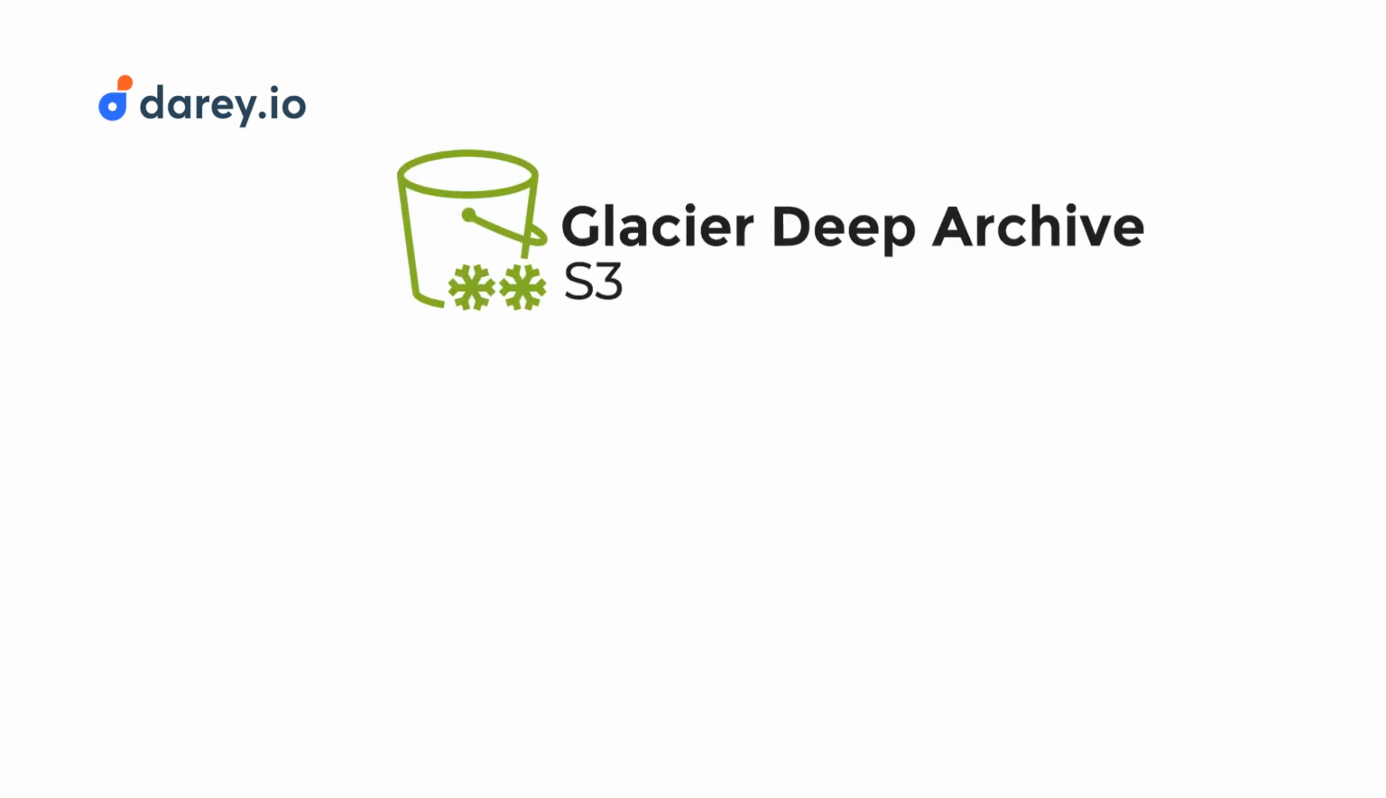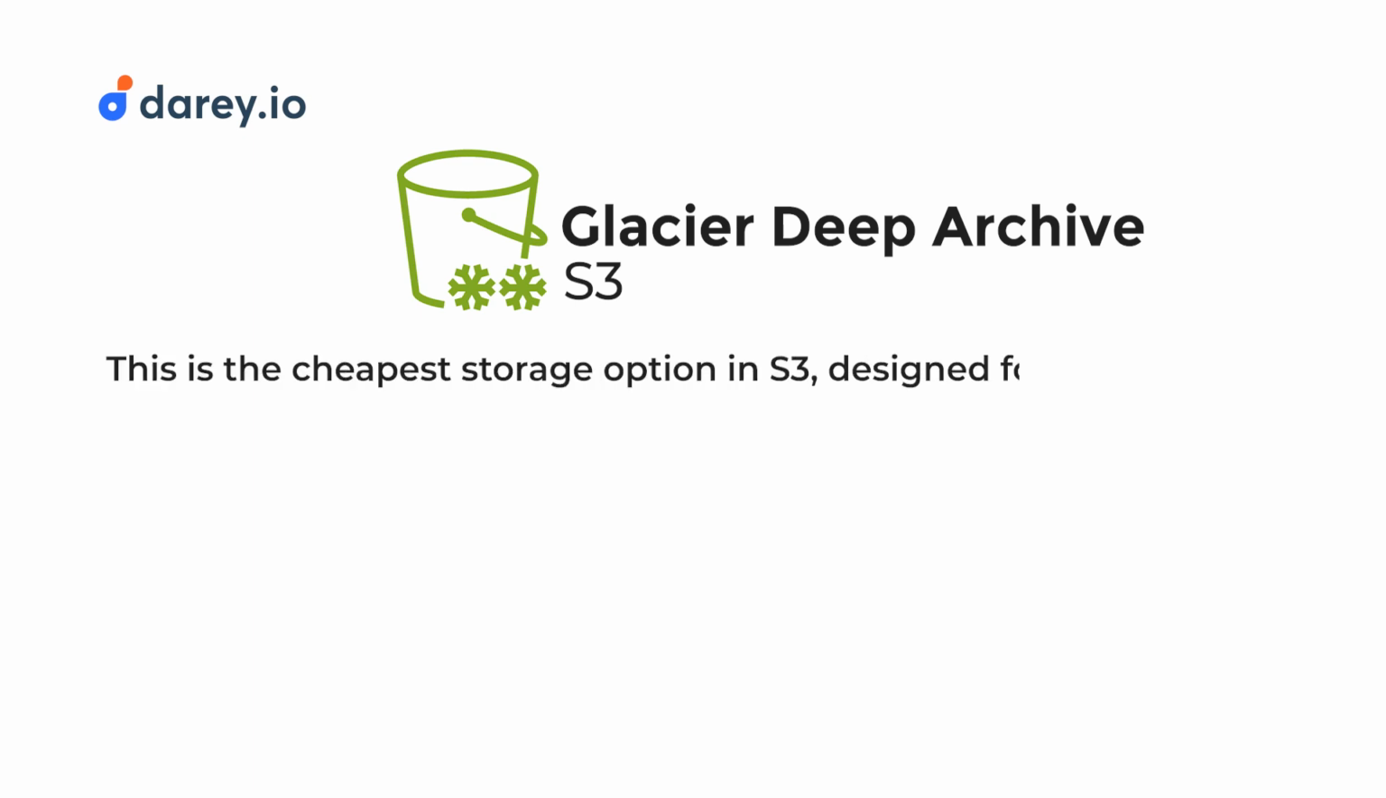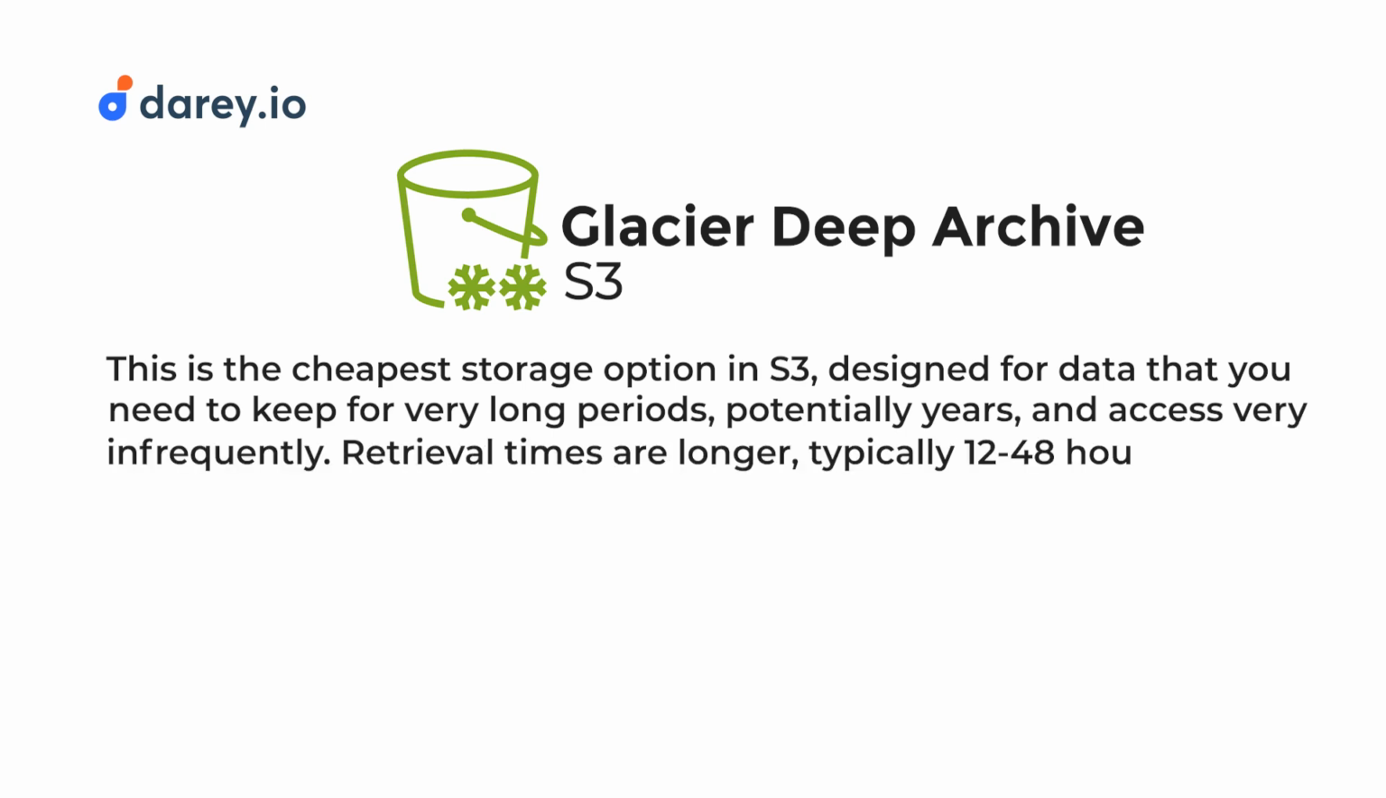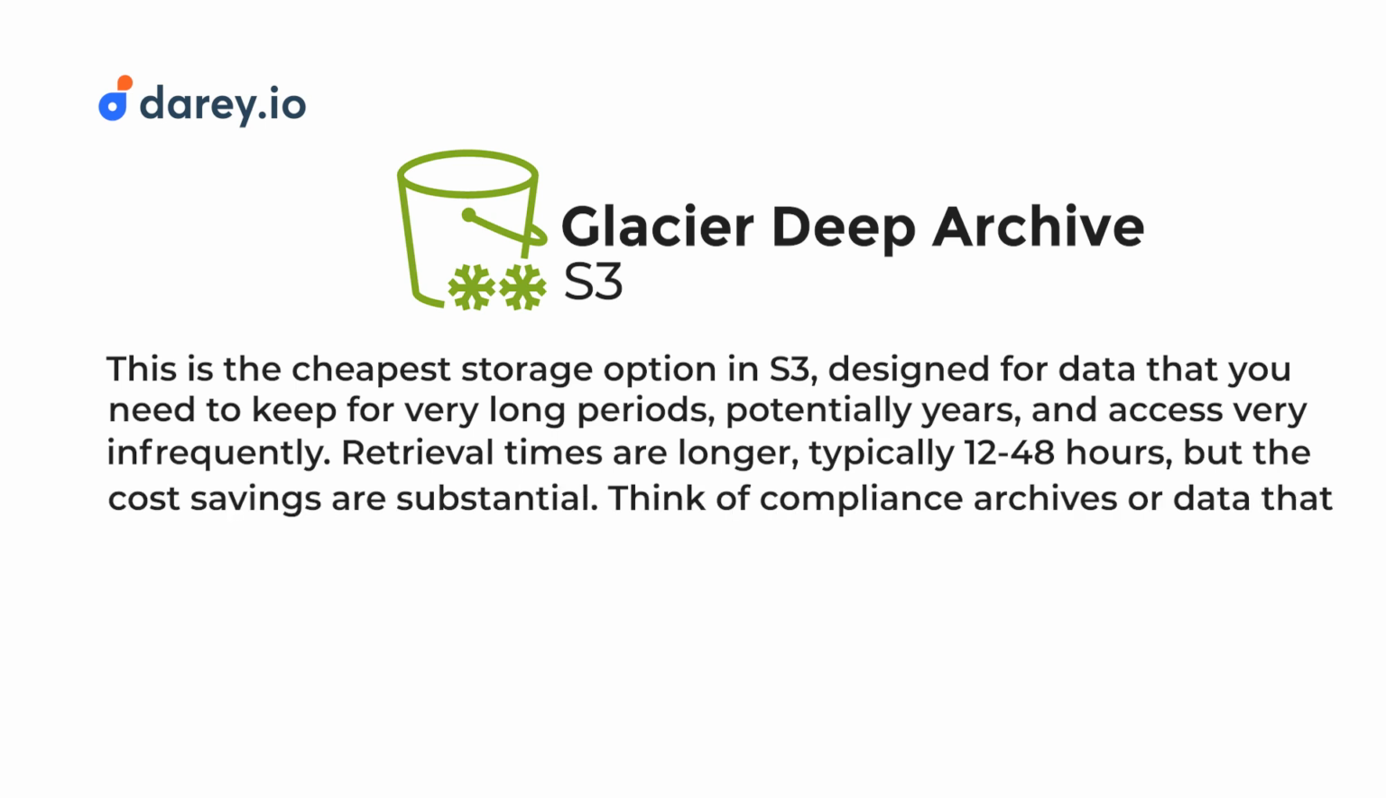S3 Glacier Deep Archive. This is the cheapest storage option in S3, designed for data that you need to keep for very long periods, potentially years, and access very infrequently. Retrieval times are longer, typically 12 to 48 hours, but the cost savings are substantial. Think of compliance archives or data that needs to be kept for legal reasons.